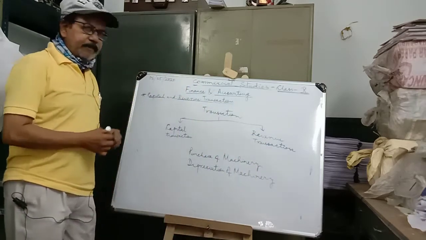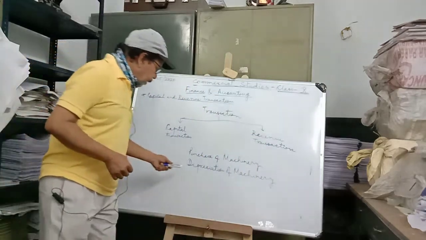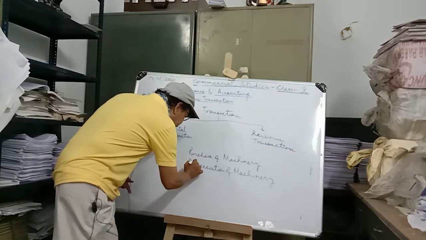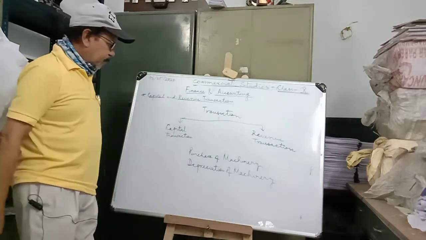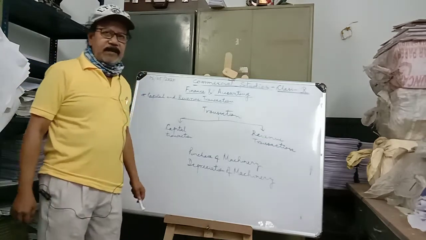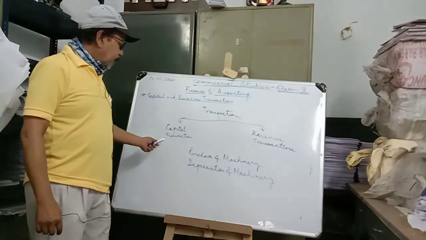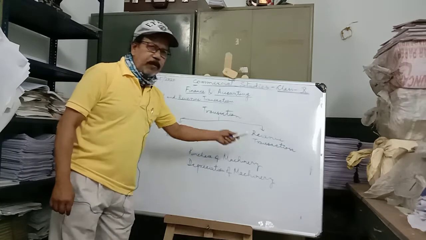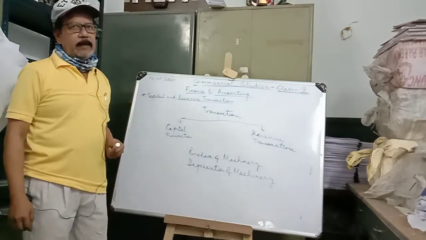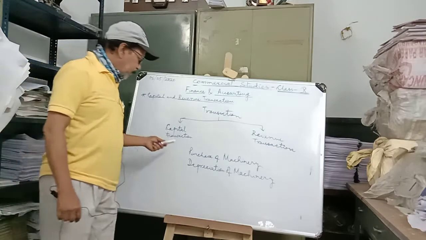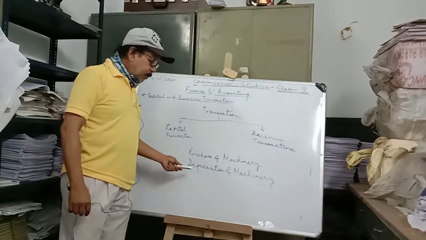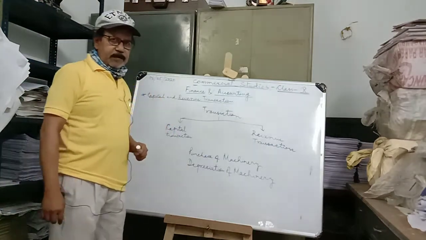Depreciation of machinery. This is another transaction. What type of transaction is this? Capital or revenue? This we have to decide. This also we have to decide whether it is a capital transaction or a revenue transaction.